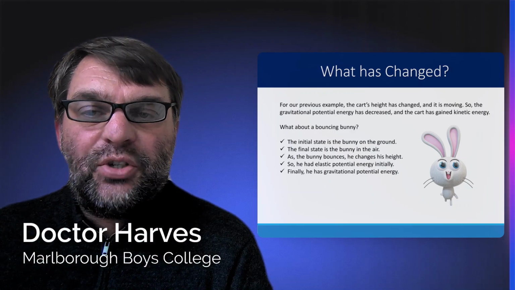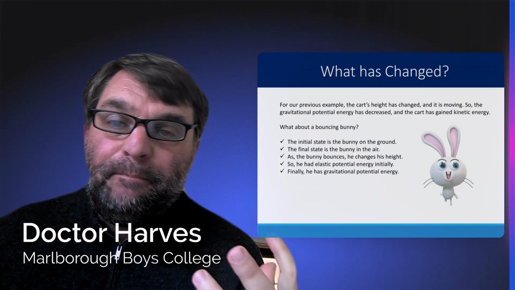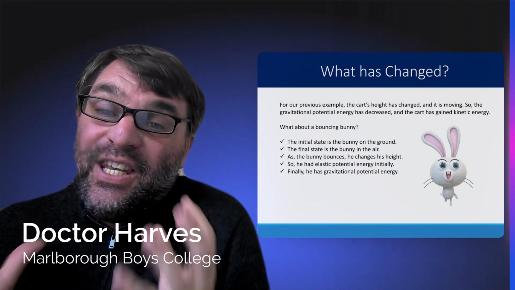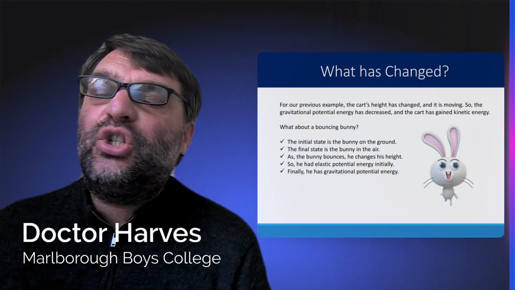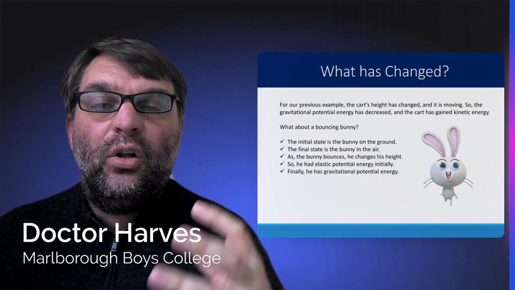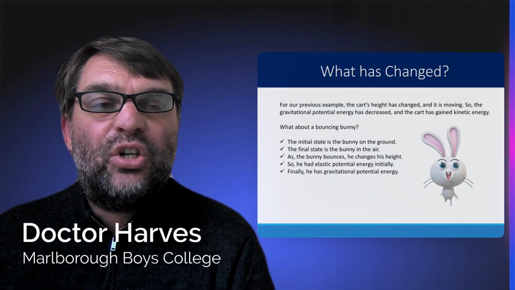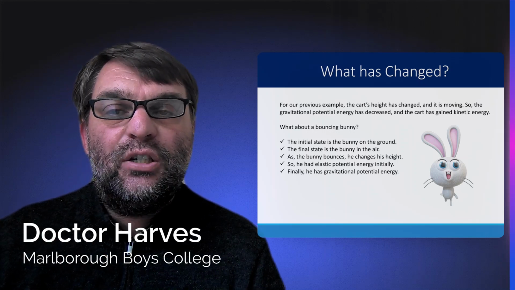So when looking at physical systems, you have to basically choose what the system is, identify the initial and final states, and then ask yourself, what has changed in the system between the initial and final states? Those are the questions you have to ask yourself when considering energy transformation.